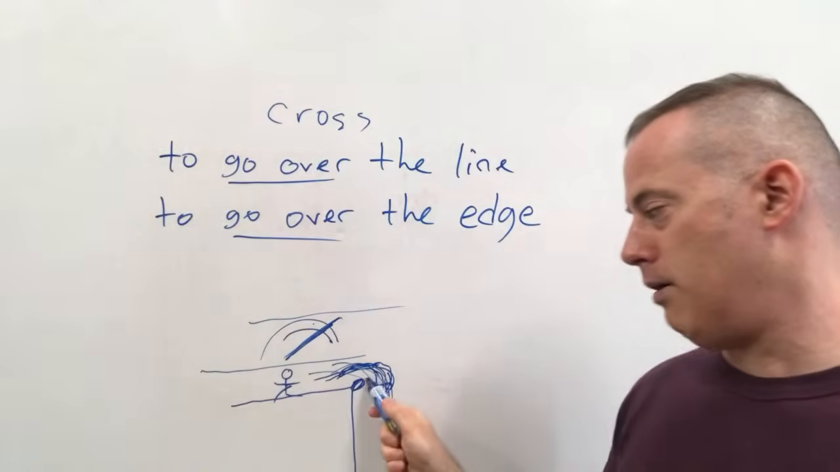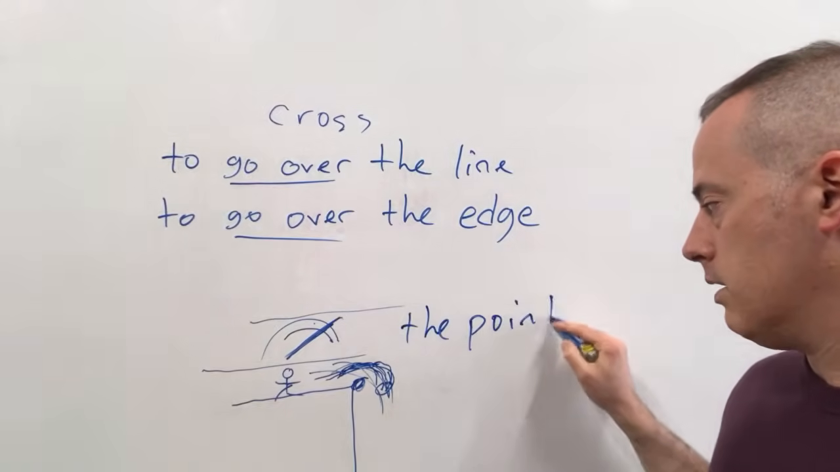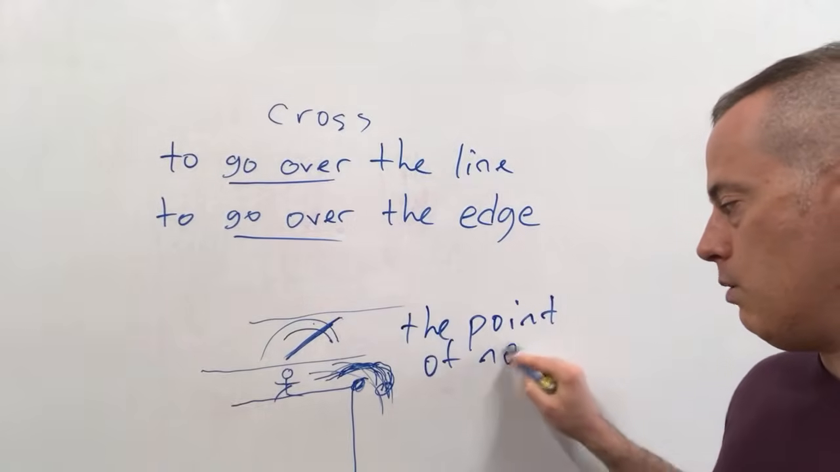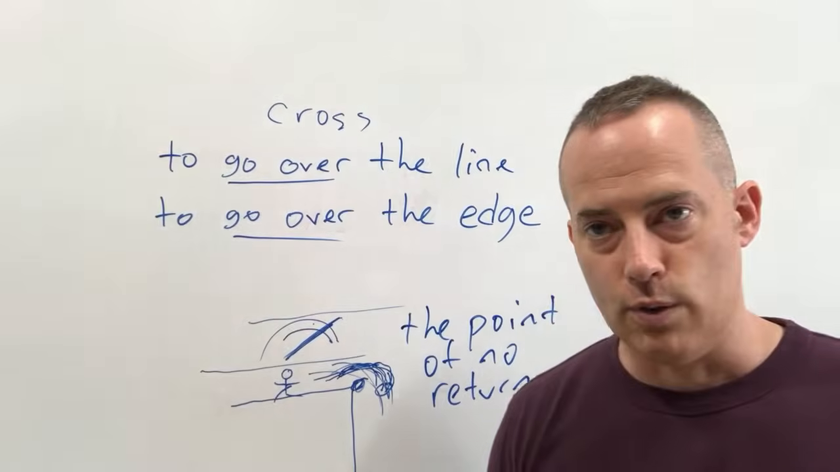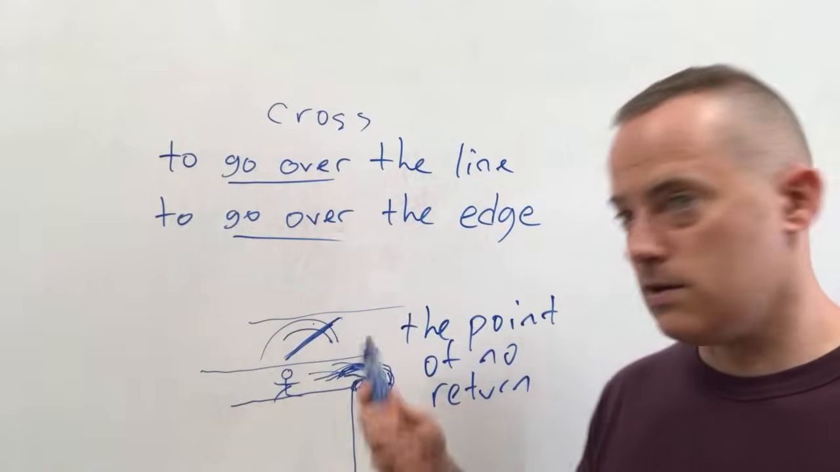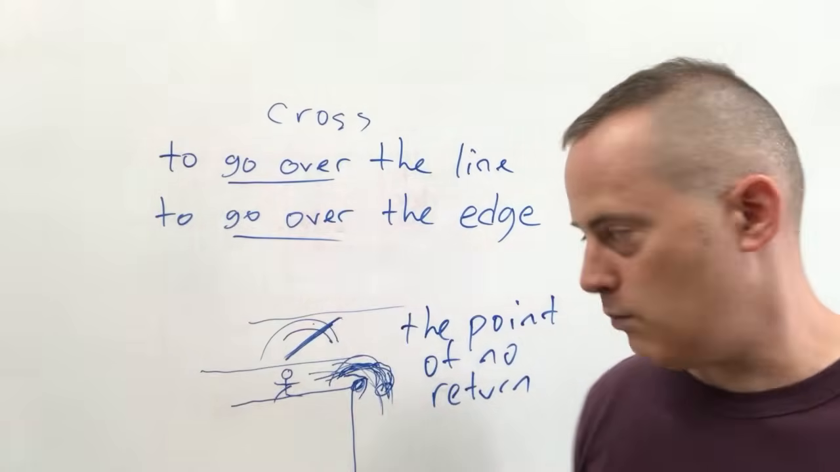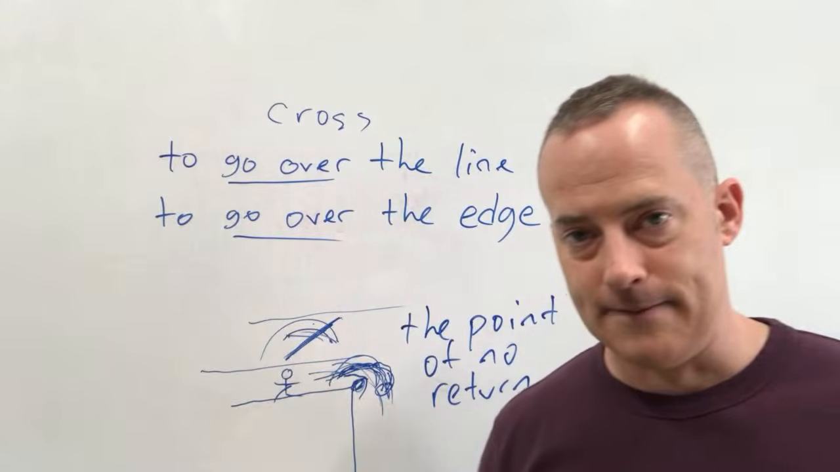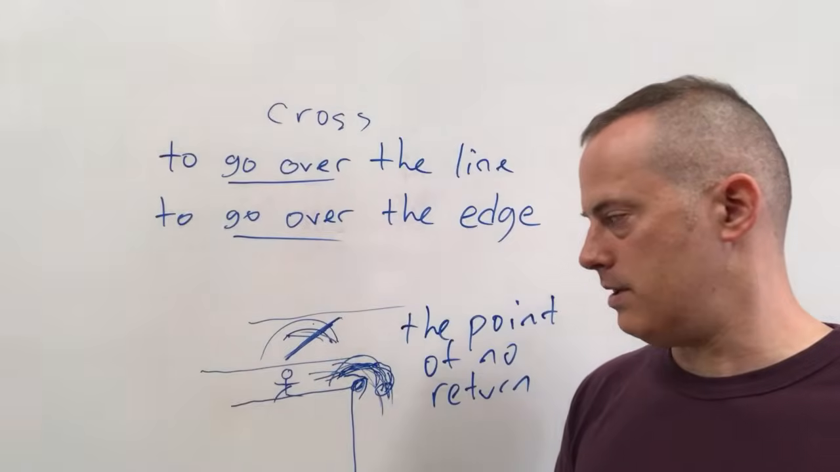We can also call this right here the point of no return. The point of no return. So when you cross over the edge, that's it. Like if you jump over a cliff, you're not jumping back. It doesn't work like that. But if you cross a line, it's okay. Okay, so maybe not that big of a deal, but these are the differences.